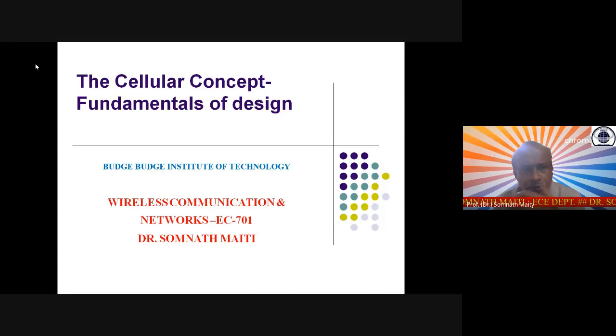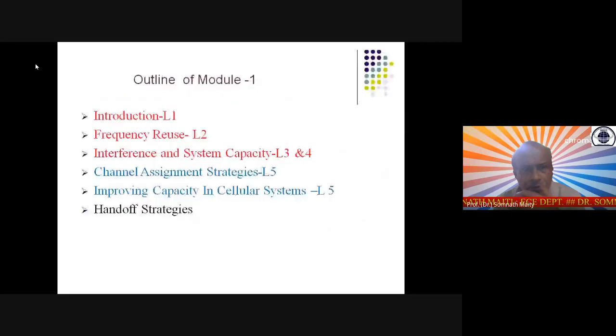This is lecture number 5 in the third week. Currently I am teaching module number 1, which deals with mobile communication. In lecture 1, this is a summary of what we have done so far: introduction in lecture 1, frequency reuse concept in lecture 2, interference and system capacity in lectures 3 and 4. In my last lecture, I worked out certain problems.